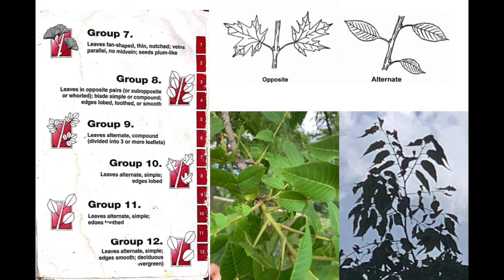Now we need to know whether these leaves are opposite or alternate. Opposite leaves are attached to the main stalk across from each other. In other words, there are two leaves at each node, while with alternate leaves, there is one leaf per node, and they are coming off at alternating points on the tree. Because this tree has alternating compound leaves, I can see that this is a part of group 9.